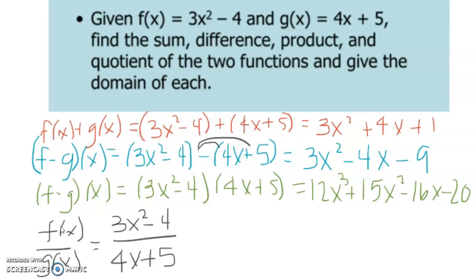That is my quotient. For your domain, the only one that I'm going to have something I need to check for is this last one. Make sure that denominator is not equal to 0. So x is anything but negative 5/4. So that would be negative infinity to negative 5/4 and negative 5/4 to infinity. I will put the domain for each of these on the key when I post it on Google Classroom. I just don't have room on the slide. So check that.